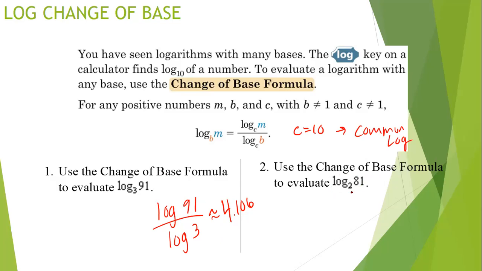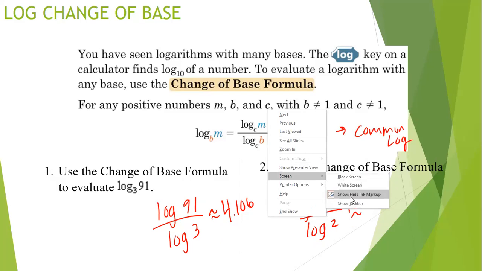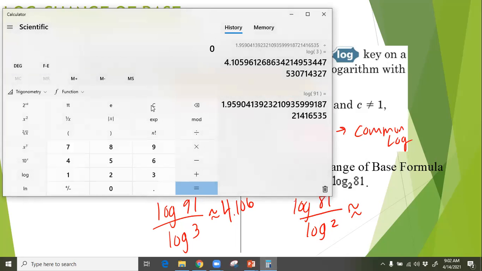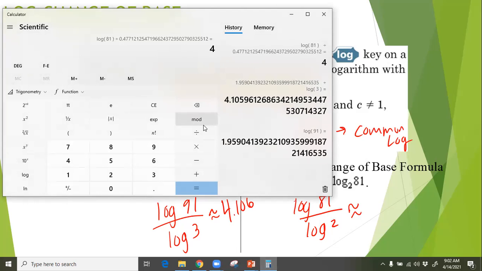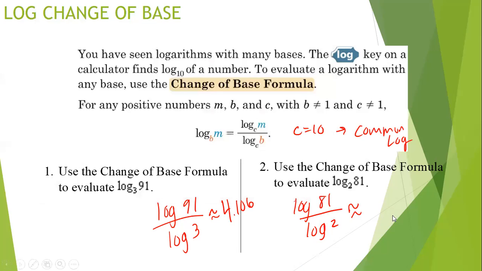The change of base formula is saying, you're asking yourself, 2 to the what power makes 81? So we have log of 81 over log of 2. We're going to use our standard scientific calculator. I type 81, hit log. Uh-oh, I hit 4, I didn't mean to do that. 81 log divided by 2 log, and I get approximately 6.340.